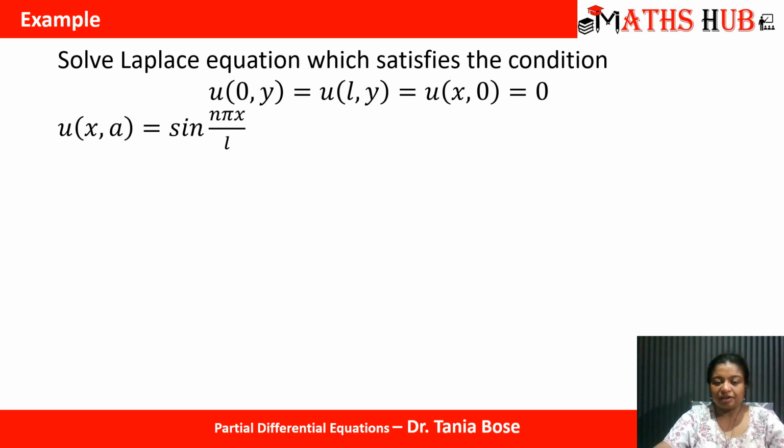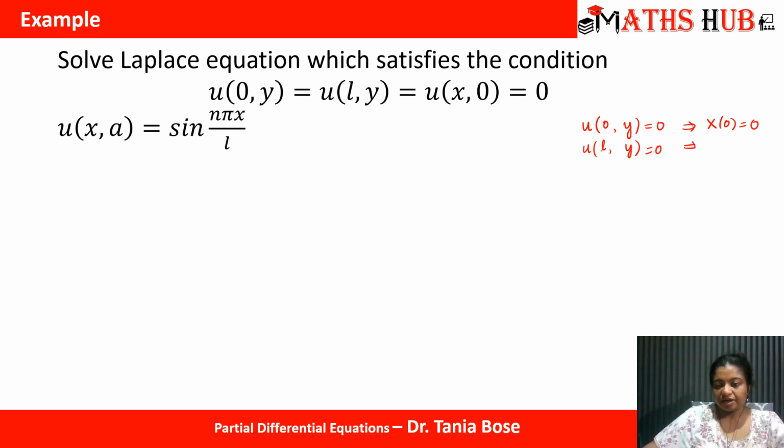So we have to solve the Laplace equation which satisfies the conditions u(0, y), u(L, y) and u(x, 0) equal to 0. If we check the conditions, the first condition u(0, y) is equal to 0. That means from here, which variable is becoming 0? We are applying the condition on the variable x, right? So x at 0 is coming out to be 0. The second condition is u(L, y) is equal to 0.